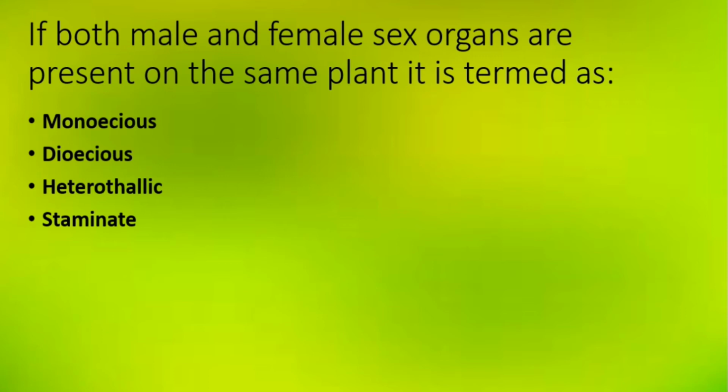Here you have to very clearly understand two different types of plants, monoecious and dioecious. Monoecious means both male flowers and female flowers are on the same plant, whereas dioecious means male and female flowers are on different plants. So here we can say the answer is monoecious, because both sex organs are present on the same plant.